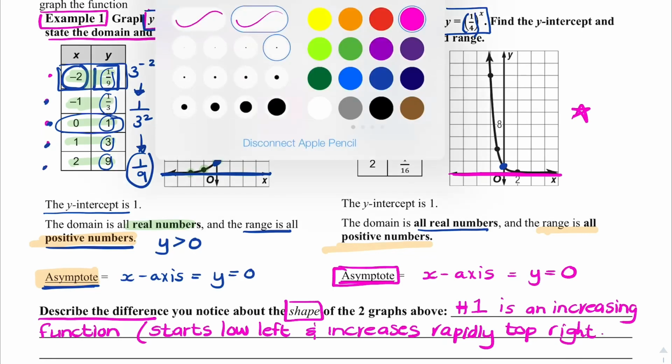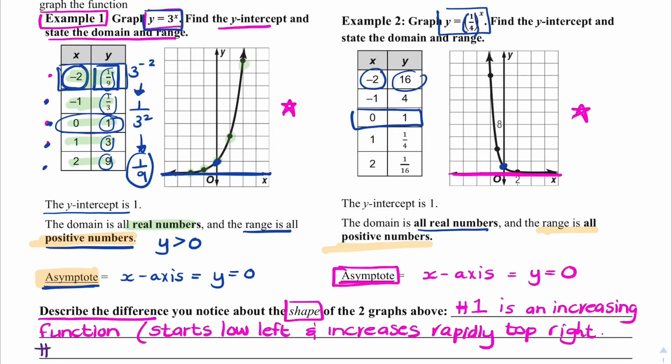And then if I just change colors, make it stand out, number 2, the graph on the right-hand side, is, I think you've probably guessed it by now, a decreasing function. And again, to put that into simple language, a decreasing function starts at the top left and decreases rapidly towards the bottom right.